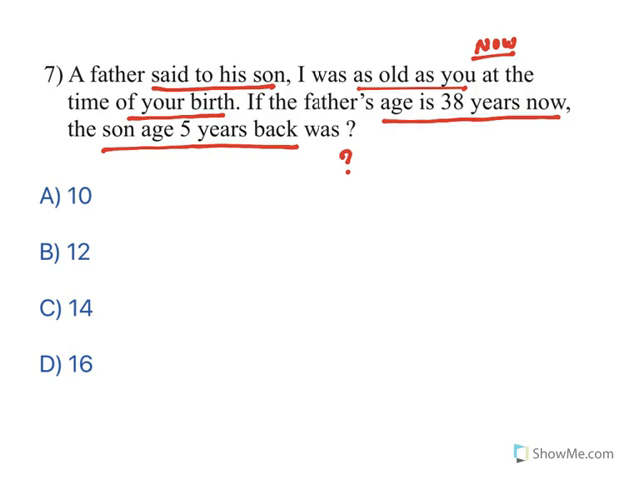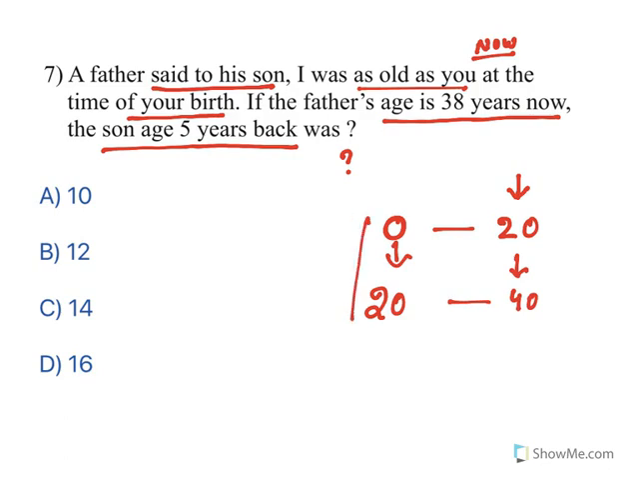Father says, I was as old as you at the time of your birth. That means, imagine at the time of the birth, the boy is 0 years. Let's say the father is 20 years. So the father is telling, at the time of your birth, whatever my age is, you are at that age now. That is what is meant. So now what would be the father's age? It is 40. So usually it doubles. This is the logic.